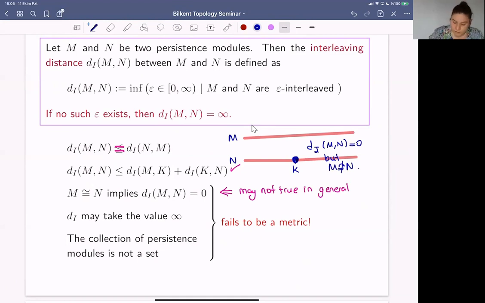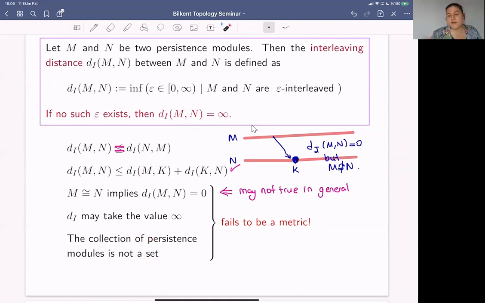So if you consider any shifting map by epsilon, you will see that these two persistence modules are epsilon interleaved for every epsilon. So you have four commutative diagrams, but these two persistence modules are not isomorphic. And also there is one problem. The interleaving distance may take infinite values, because I say that if no such epsilon exists, the interleaving distance is infinite. And again, here there is another problem.